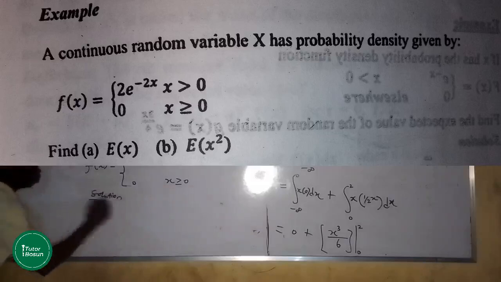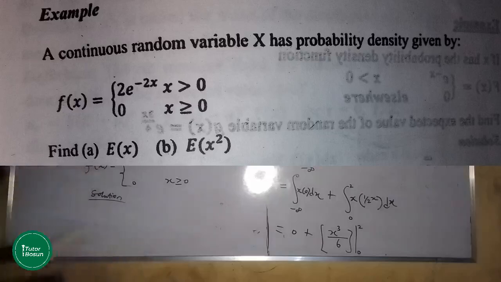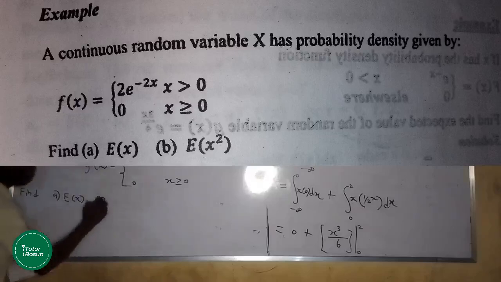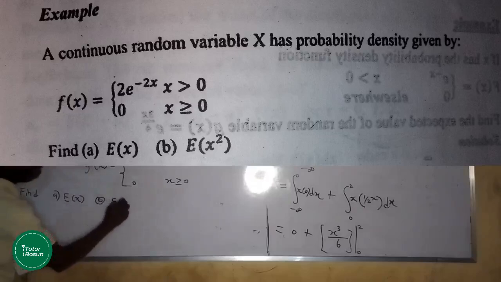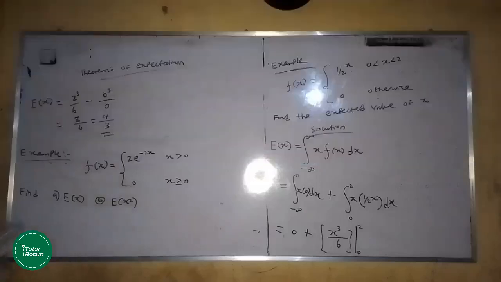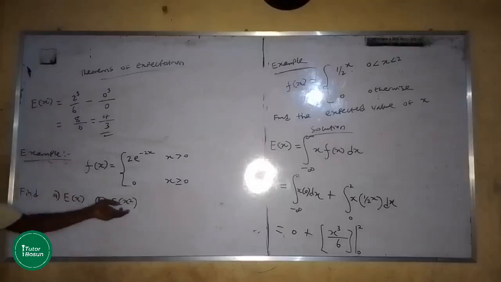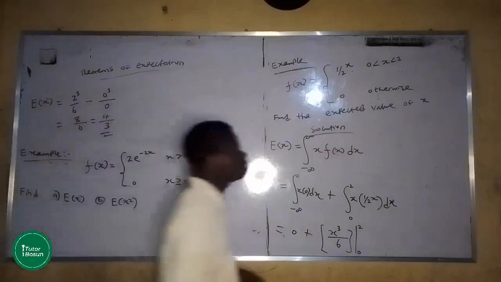Solution. We have to find two things. Find A, the expected value of x, and B, the expected value of x squared. And even from these two pieces of information, if you have to find the variance and standard deviation, I gave us the formula in the beginning of the lesson. It is the expected value of x squared minus the square of the expected value of x. That will be the variance, and the standard deviation will be the square root of that value.